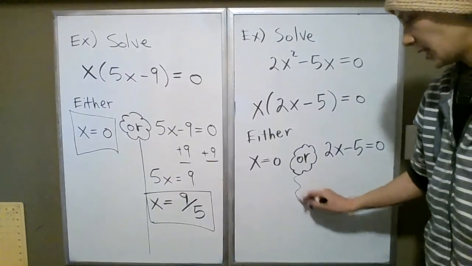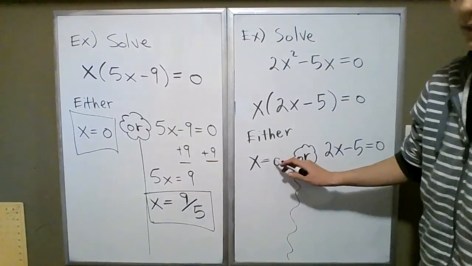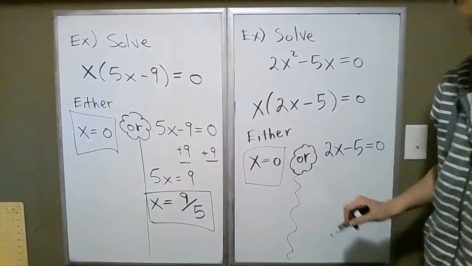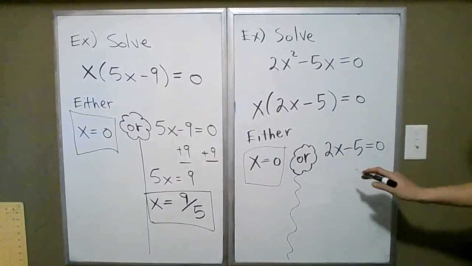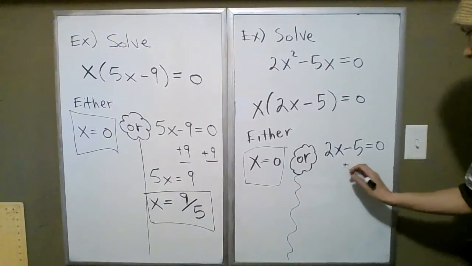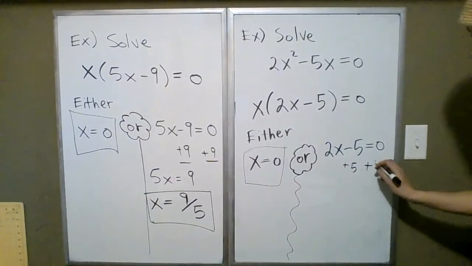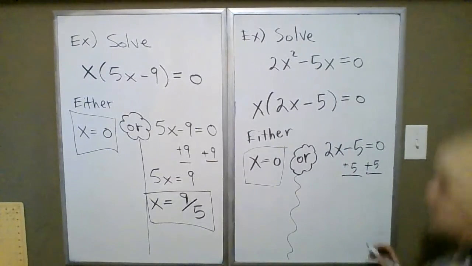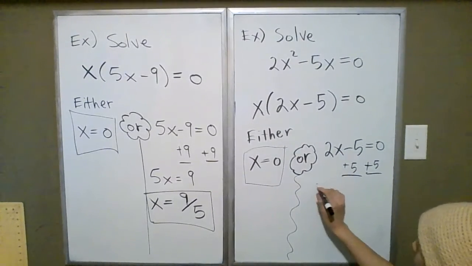Then you just look at them separately. This side's done. X equals 0 is one of your solutions. On this side, we need to solve for x. So you add 5 to each side, divide by 2, and you'll get x equal to 5/2.